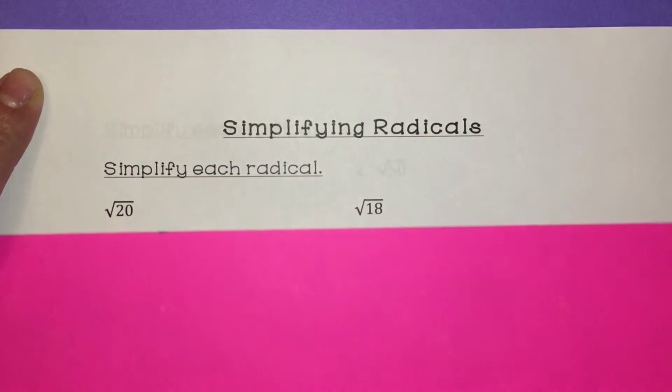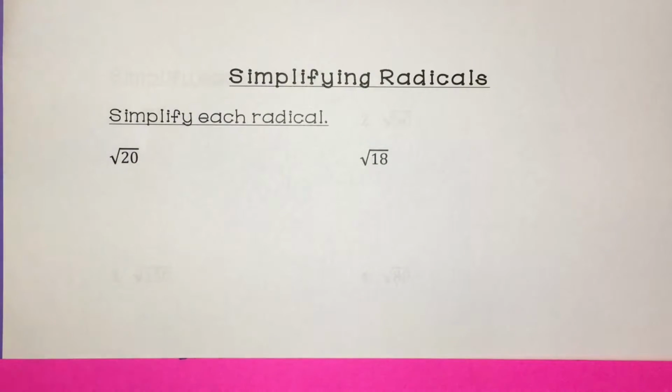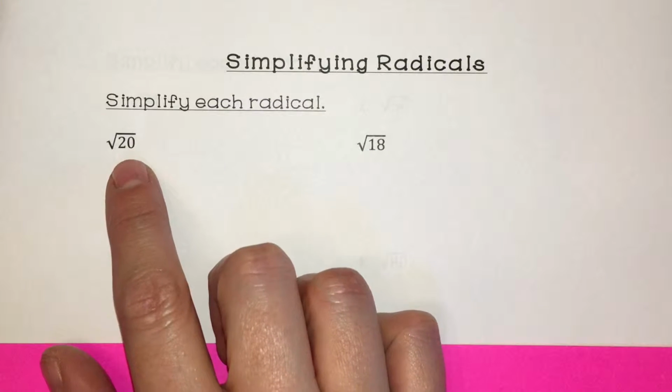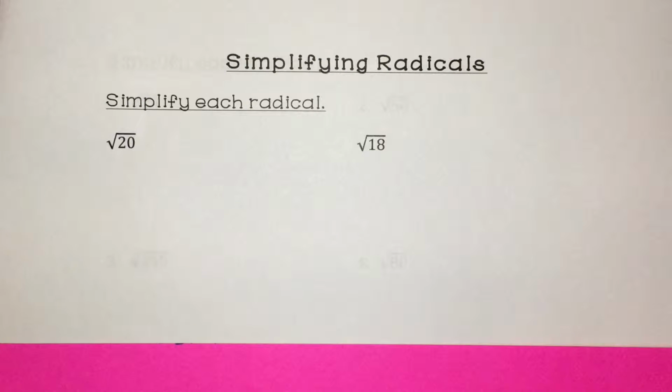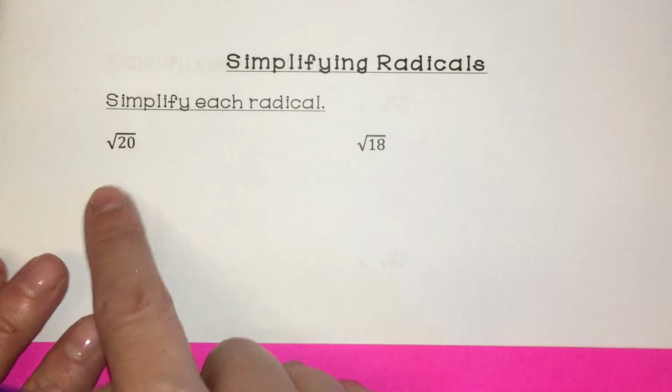This video is on simplifying radicals. So we're going to simplify each radical to an exact answer. Meaning we're not just going to plug square root of 20 into a calculator and figure out what it equals, because it would give us a decimal because it's not a perfect square. A radical is the same thing as a square root.